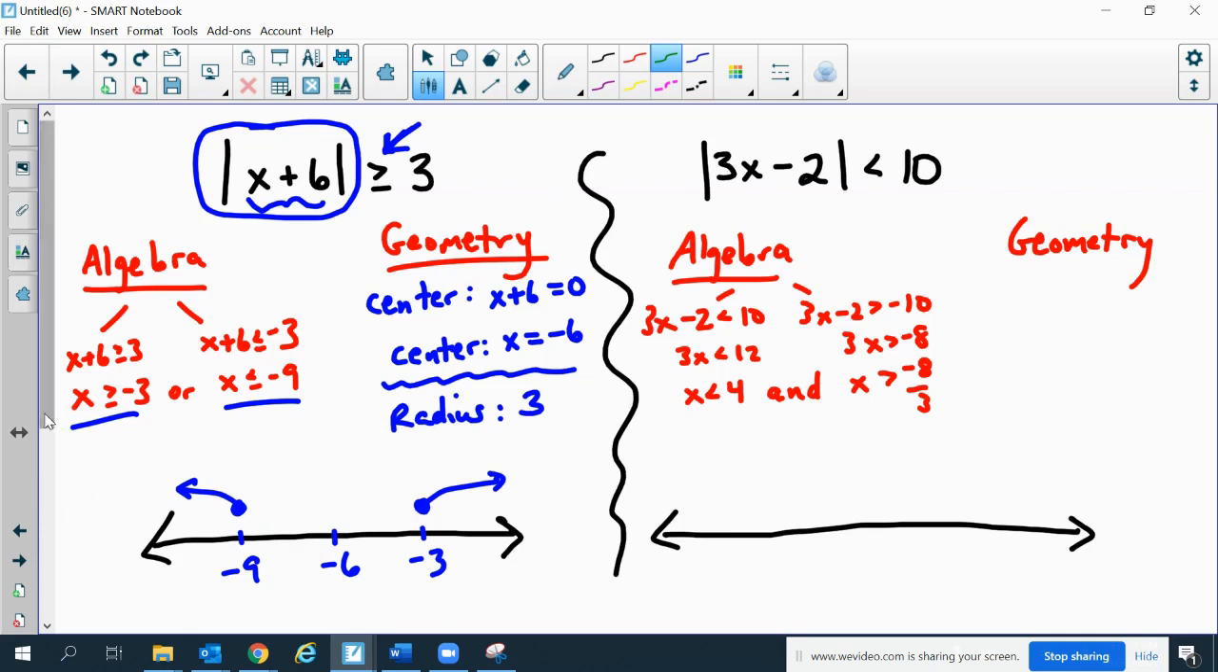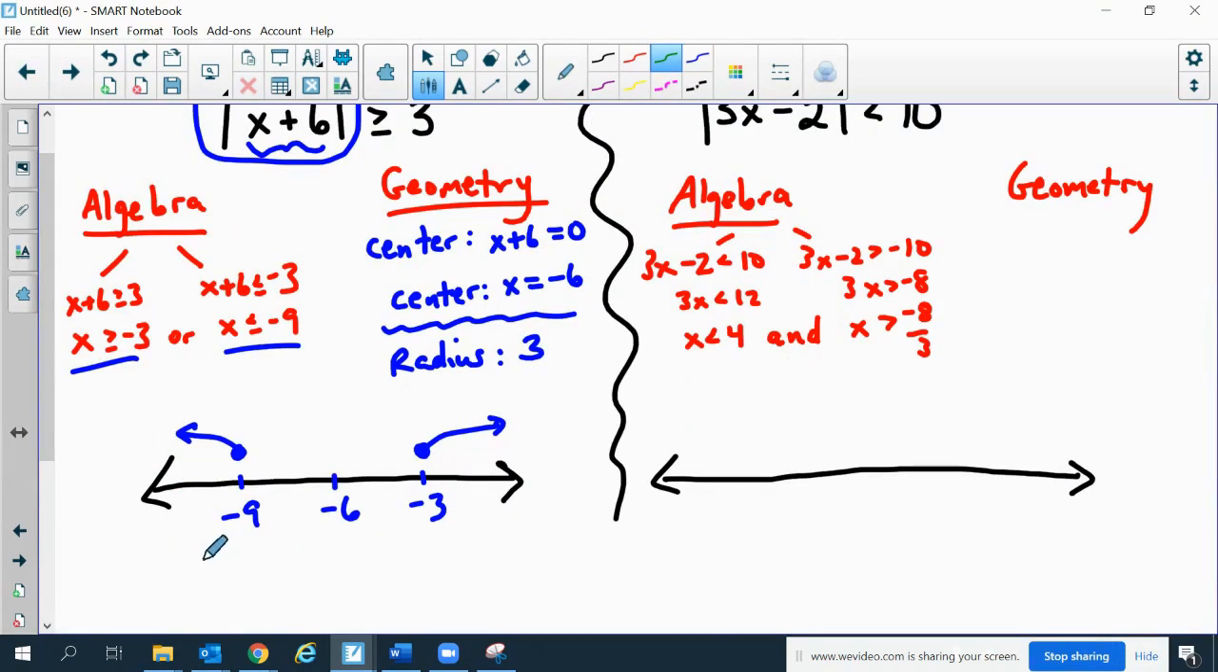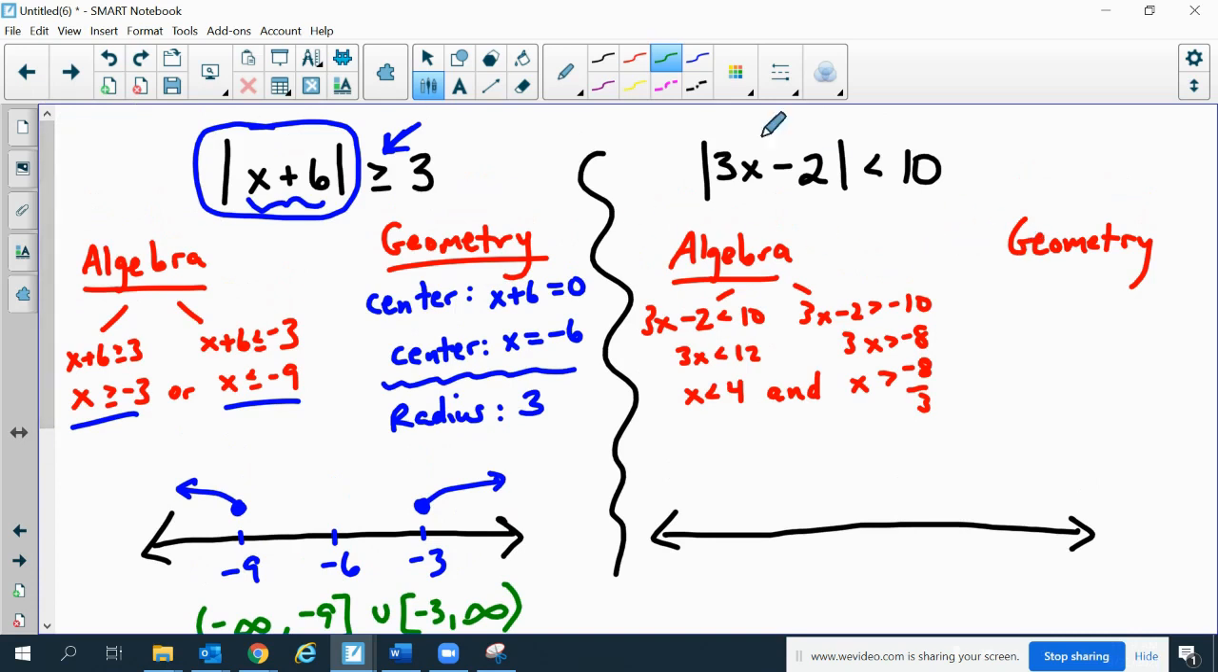And then my final answer would also have to include some interval notation. So -∞ to -9, union -3 to infinity. So I still have to solve it. It's just that using the geometry of it kind of helps me understand it.